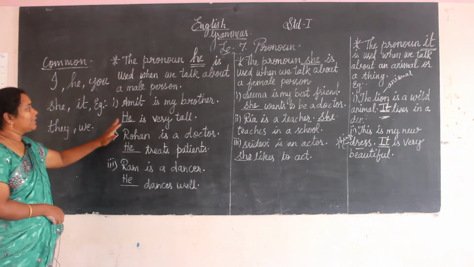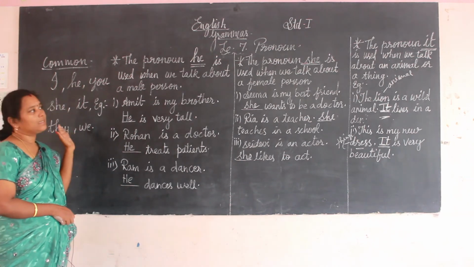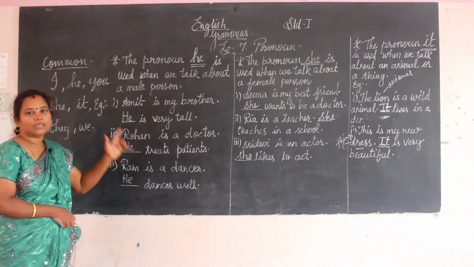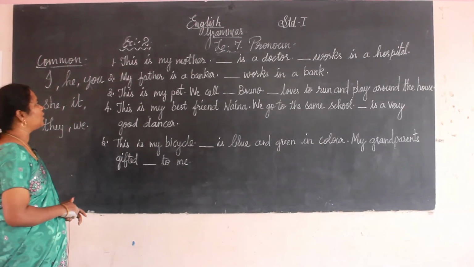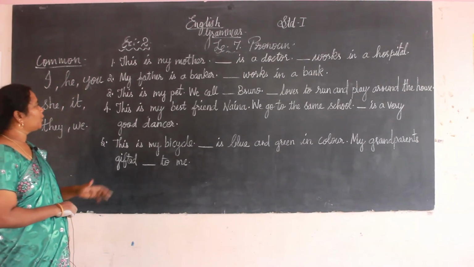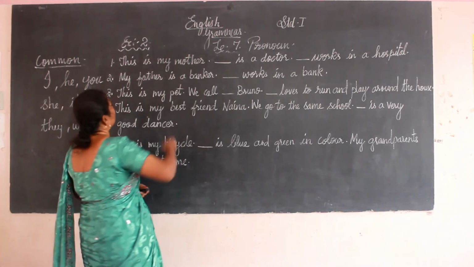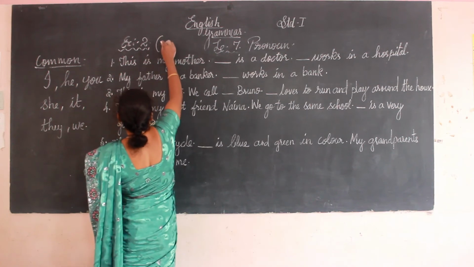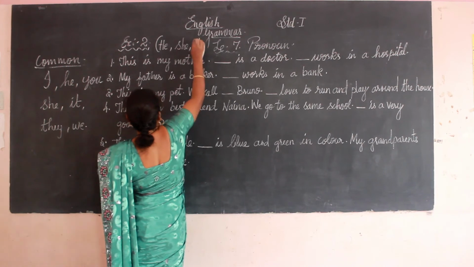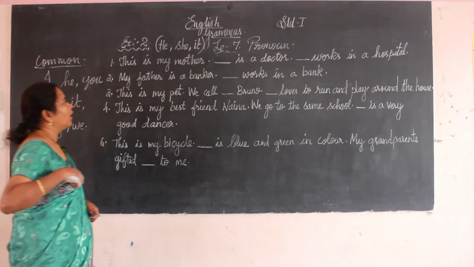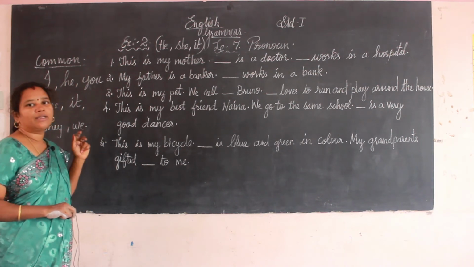Now let us see the exercise about these three words. Okay, these three words. Which are the words? He, she, it. இதை வச்சு related exercise பார்ப்போம். Okay. Now see exercise 2. Here we are going to fill the blanks with he, she and it. So now you have to say where we have to write he, she and it.